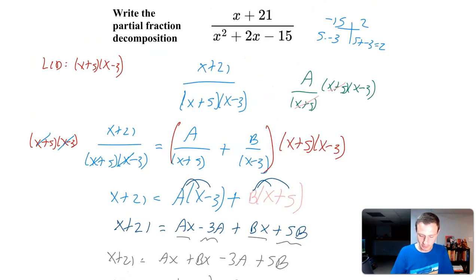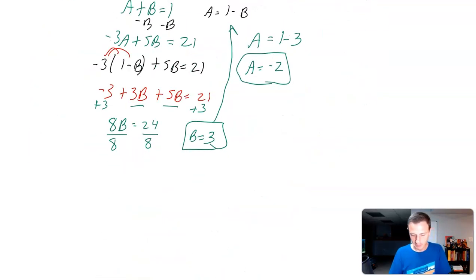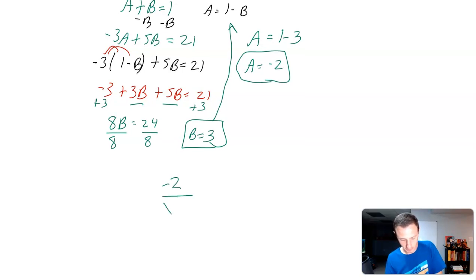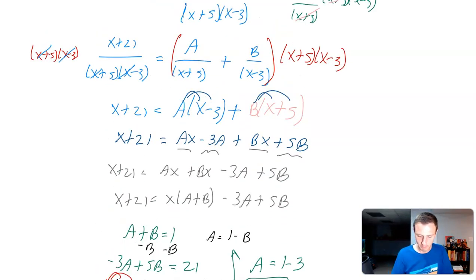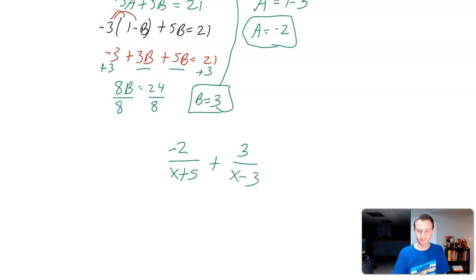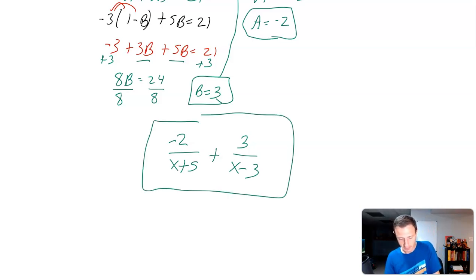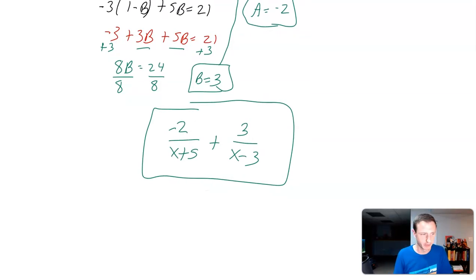So the partial fraction decomposition is going to be a over x plus 5. So that's negative 2, so negative 2 over x plus 5, plus b over x minus 3. So plus b, which is 3, over x minus 3. So that's how I would go about writing it. If you flipped it, 3 over x minus 3 minus 2 over x plus 5, that's fine. But I would just write it like that based on how I did it. But there it is. There's the partial fraction decomposition of that.